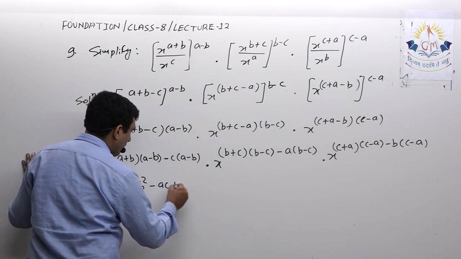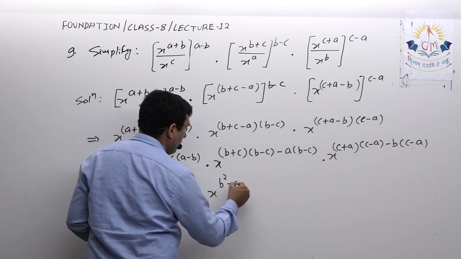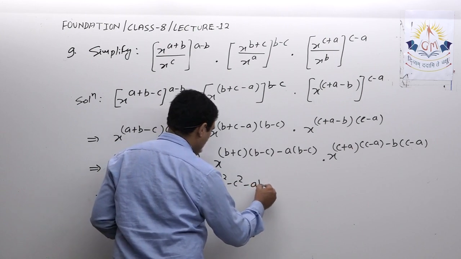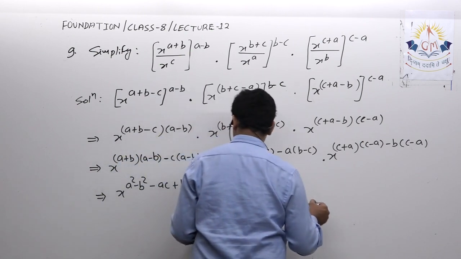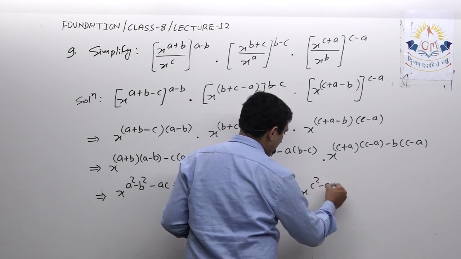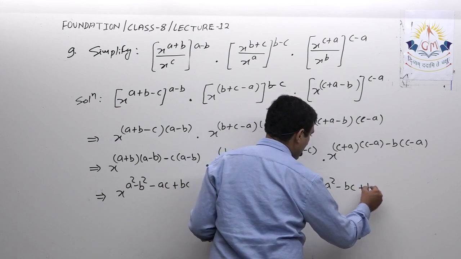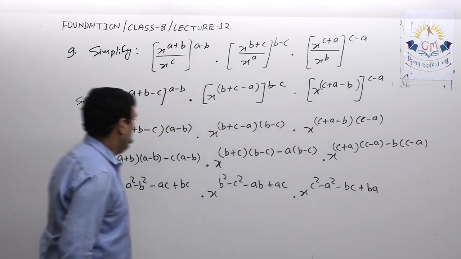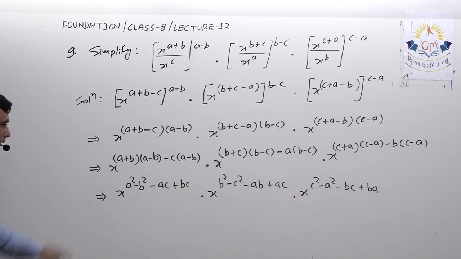minus AC plus BC into x raised to B square minus C square minus AB plus AC into x raised to C square minus A square minus BC plus BA. Okay, so note it down up to this point, then we'll see it is almost done. 2 steps are left, but note it down up to this point, then we'll see its further solution.